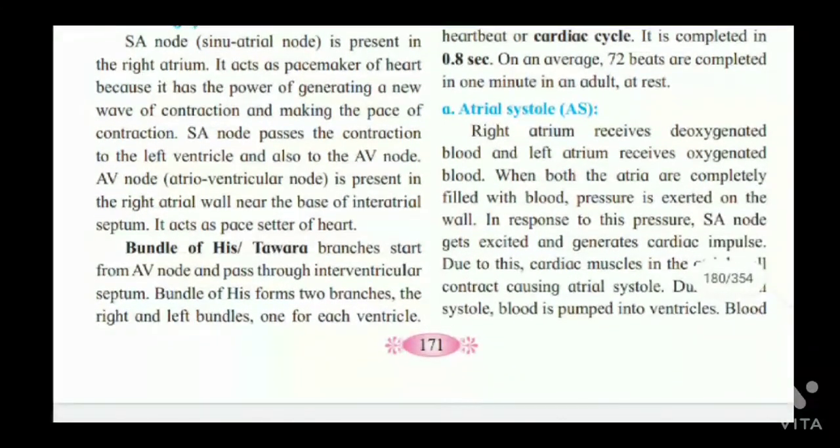Atrial systole. Right atrium receives deoxygenated blood and left atrium receives oxygenated blood. When both the atria are completely filled with blood, pressure is exerted on the wall. In response to this pressure, SA node gets excited and generates a cardiac impulse. Due to this cardiac impulse, muscles in the atrial wall contract, causing atrial systole. During atrial systole, blood is pumped into ventricles.